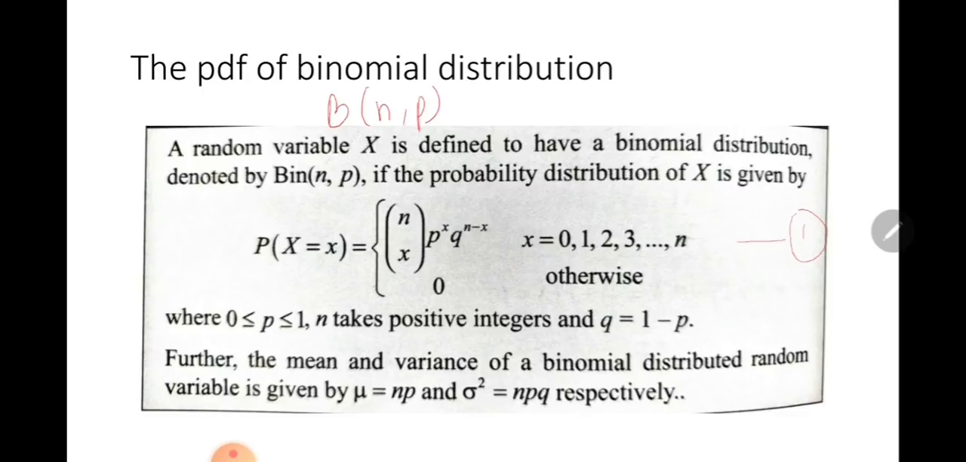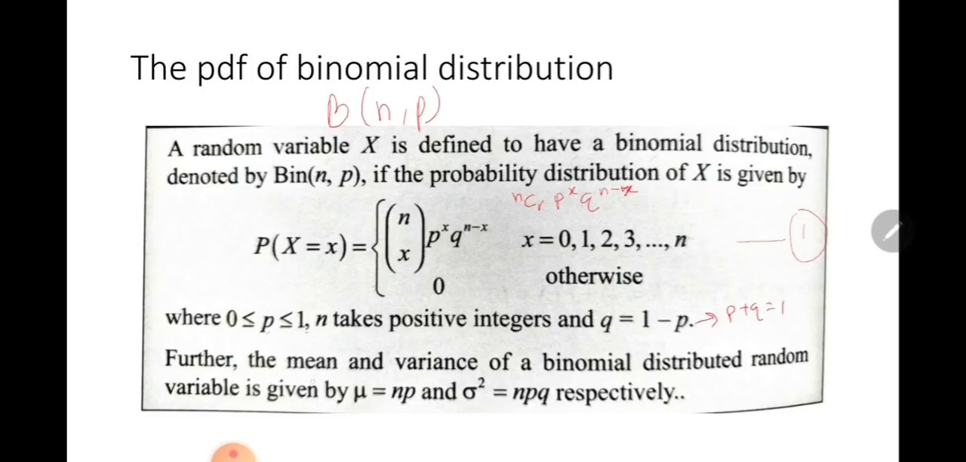Okay, here the PDF you can also write as nCx, p to the power x, q to the power n minus x. Okay. Alright, so x is 0, 1, 2, 3 up until n. So meaning that x is a discrete random variable. Okay, and p can take up 0 to 1. p is the probability of success. Okay, q is the probability of failure. n takes positive integer, and this actually comes from p plus q equals to 1.